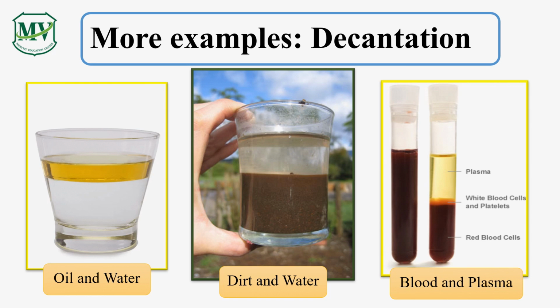Number 3. We have blood and plasma. A centrifuge is necessary for this decantation. Plasma can be removed from blood by decantation.